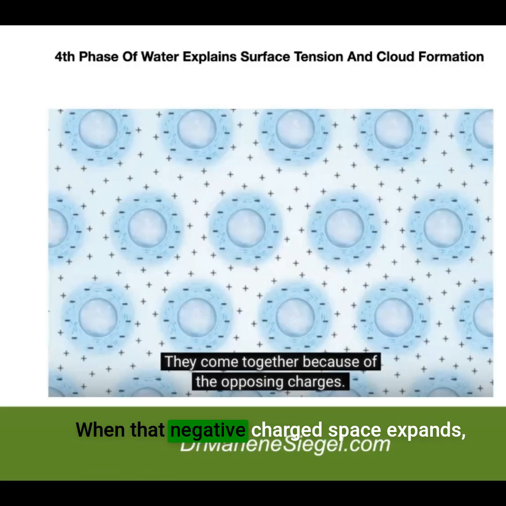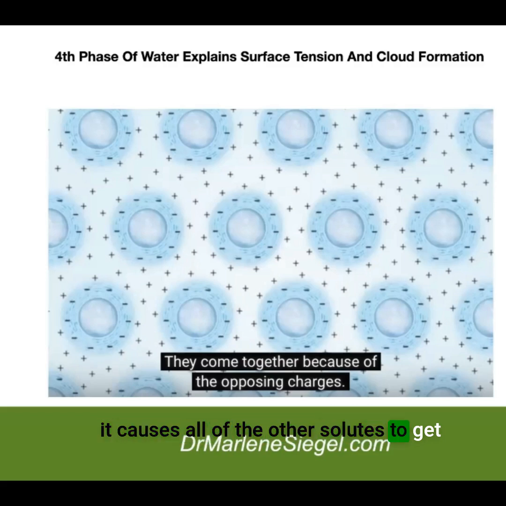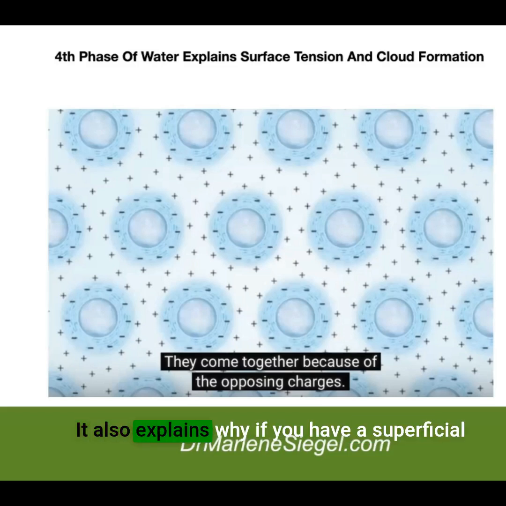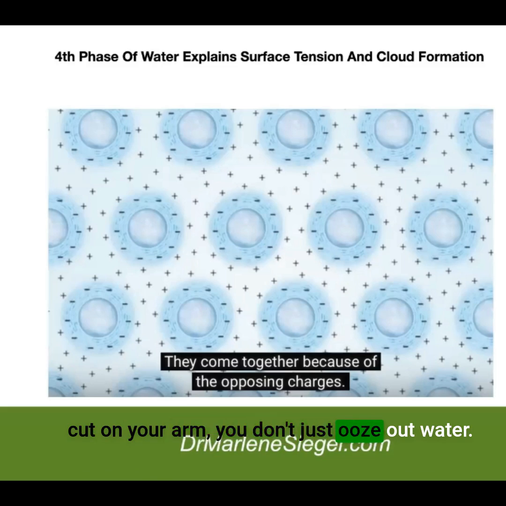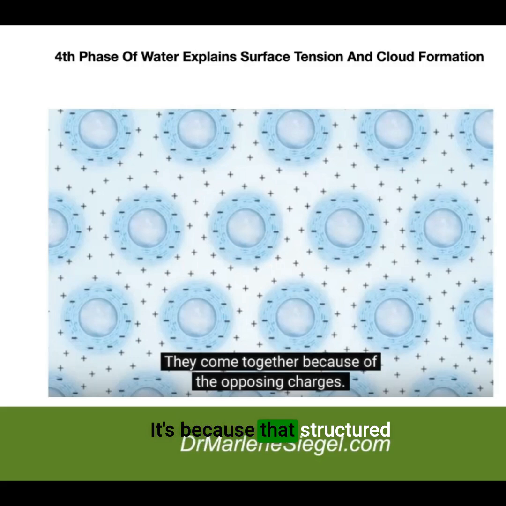When that negatively charged space expands, it causes all of the other solutes to get pushed out into what he calls the bulk water. And that creates a negative and positive charge that is very strong. It explains why there's surface tension in water. It explains why clouds stick together. It also explains why if you have a superficial cut on your arm, you don't just ooze out water. It's because that structured water is in the form of a gel.